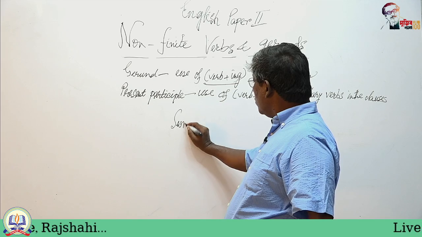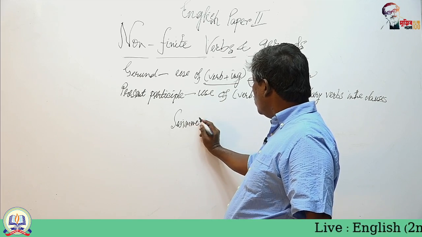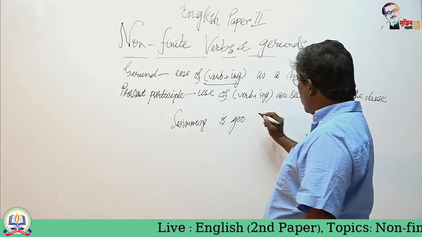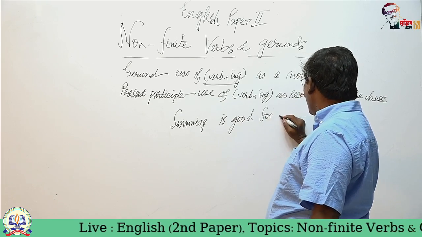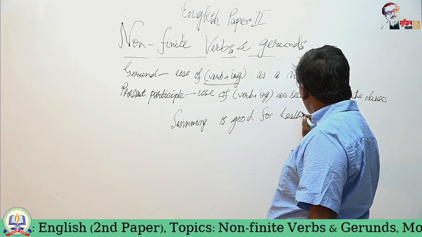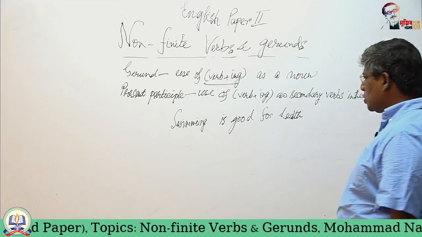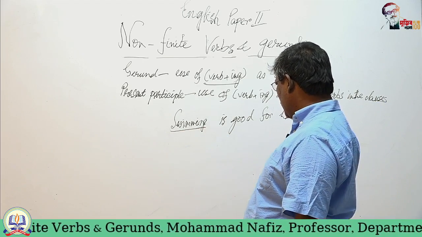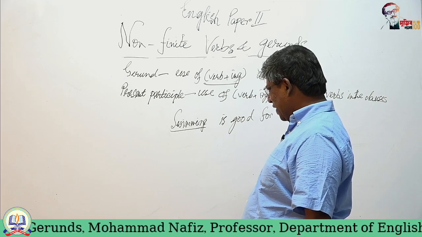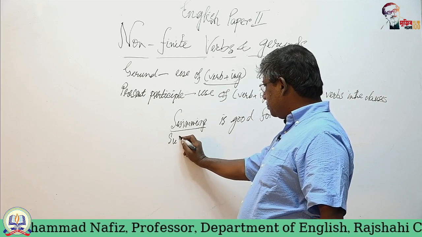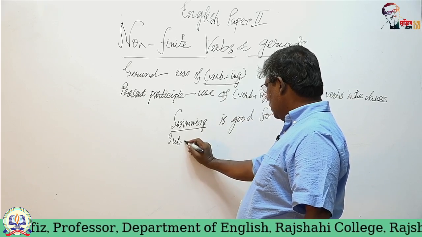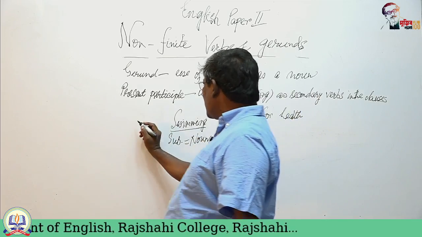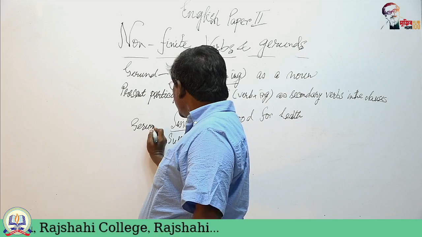Swimming is good for health. Swimming is good for health. In this sentence, the verb swim added with an ing functions as the subject of the verb, and therefore it is a noun, and thus this is an example of gerund.